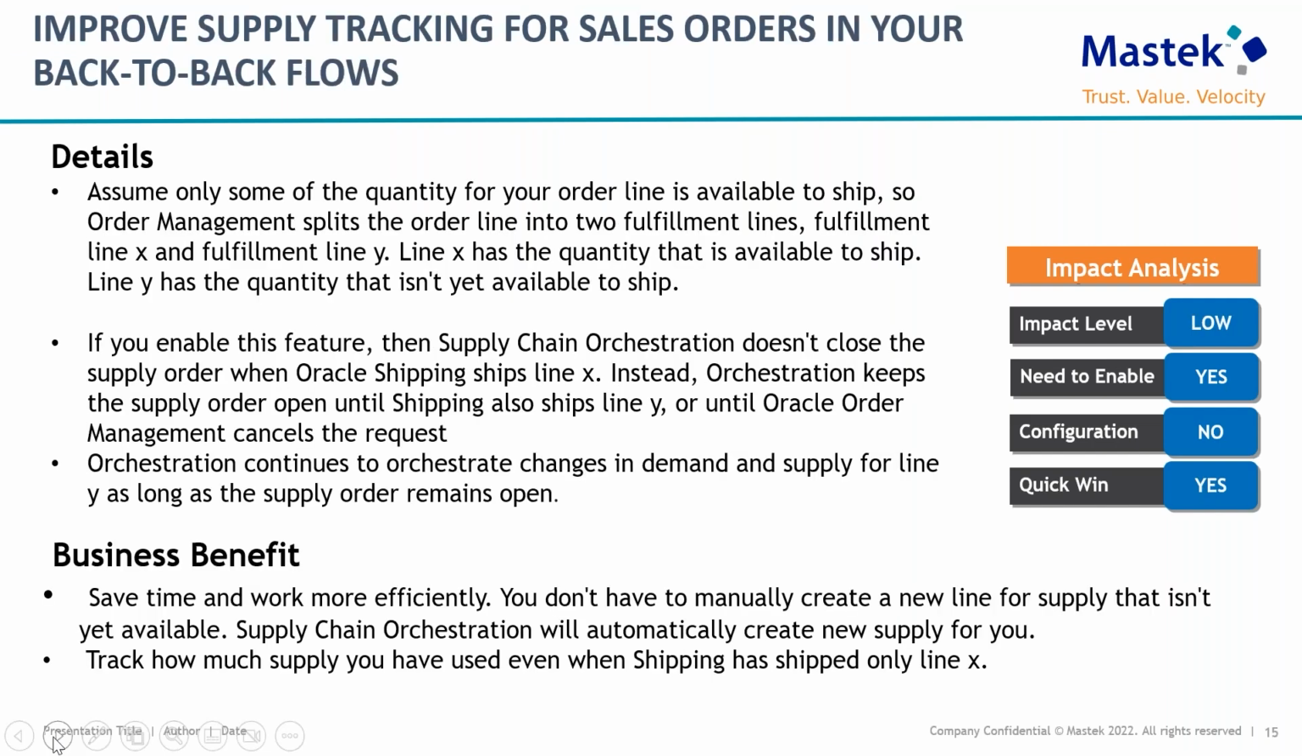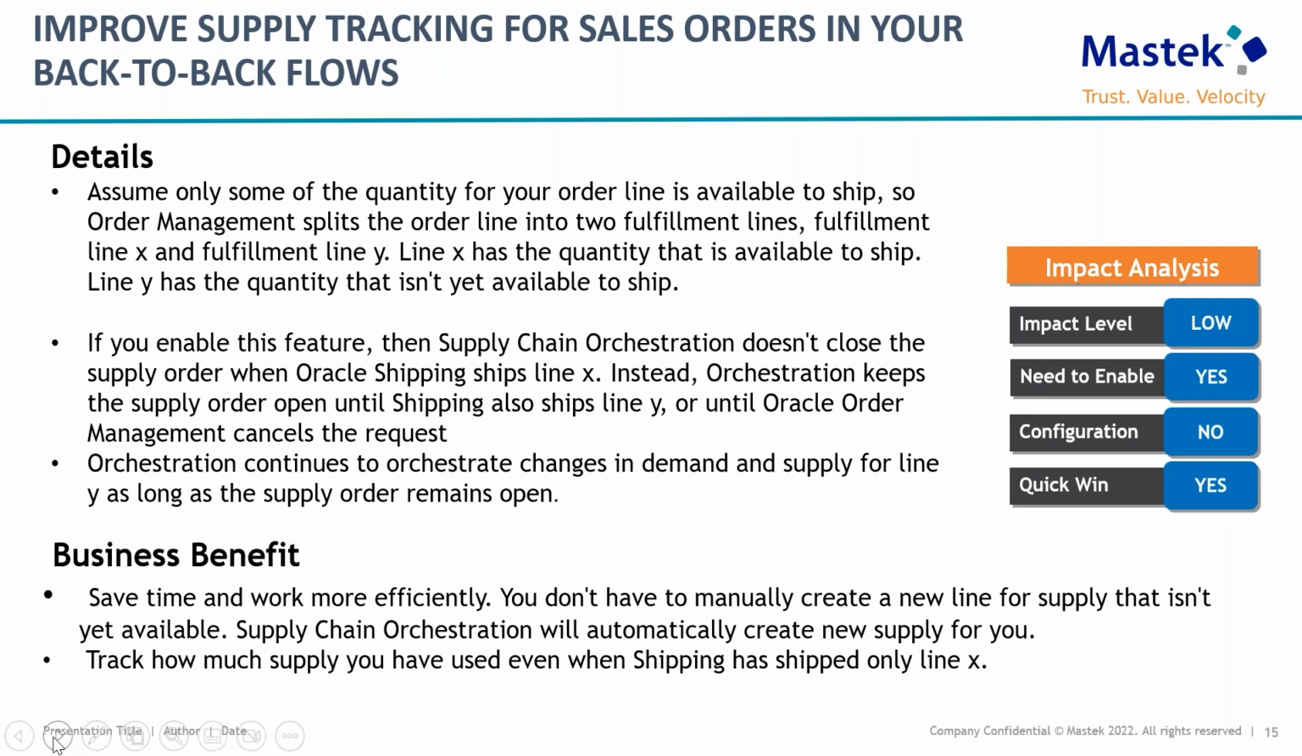The next we have is improved supplier tracking for sales orders in your back-to-back flows. Let's assume only some of the quantities in an order line are available to ship. So order management splits the fulfillment line into two lines, and it will ship the lines in which the quantity is available. If we take an example considering fulfillment line X and fulfillment line Y, line X will have the quantity that is available to ship. Line Y has a quantity that isn't available to ship.